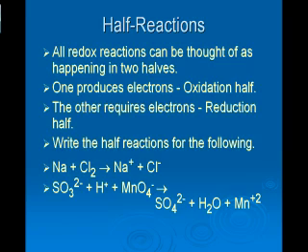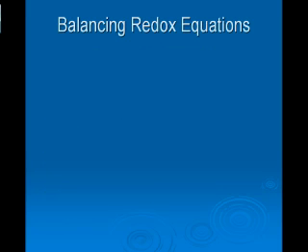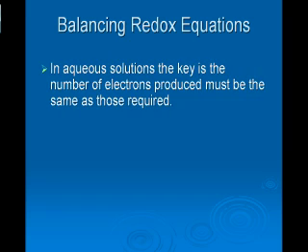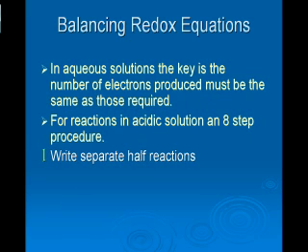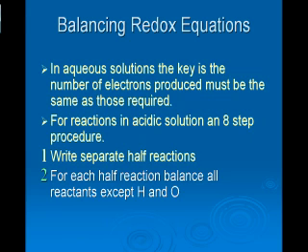Now in balancing redox reactions, the key is the number of electrons produced must be the same as the number of electrons actually reacted. So for reactions in acidic solution, it's really kind of an 8-step procedure. So number one, you write the separate half reactions. We've already kind of practiced that. Step number two, for each half reaction, balance all the reactants except for the H and O.